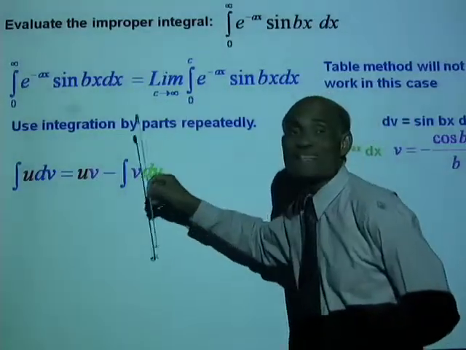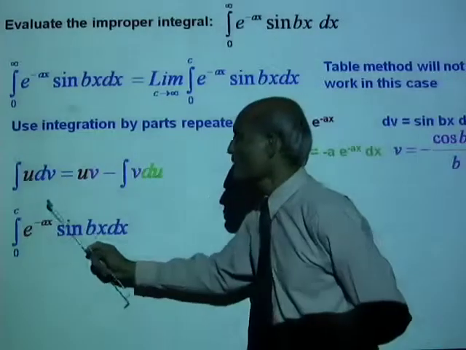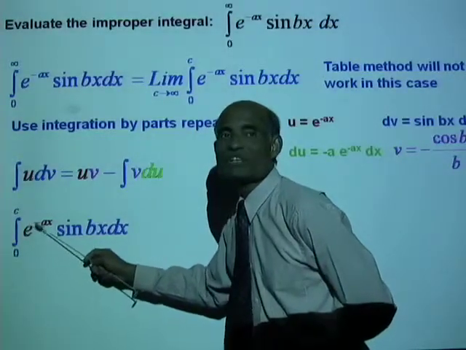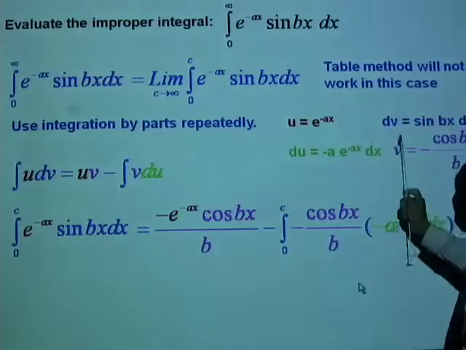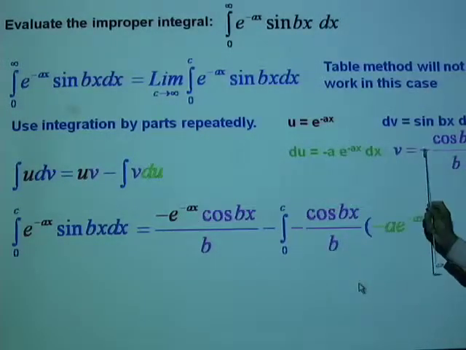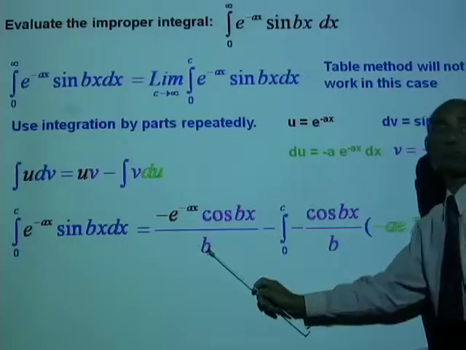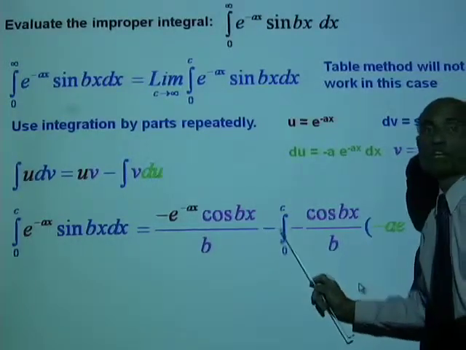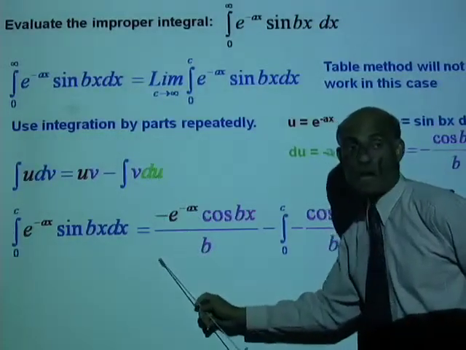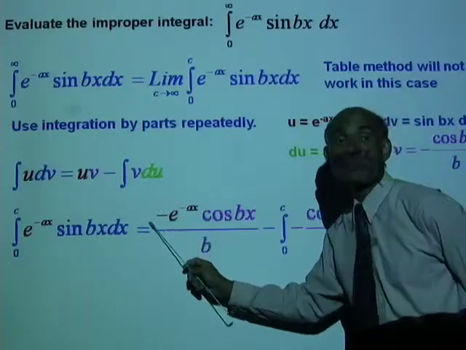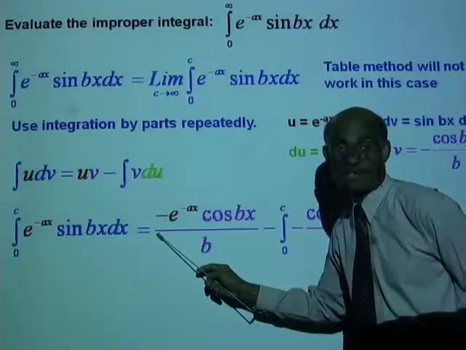Now we're going to leave the limits out for the time being. We will go back and pick the limits once we finish with these steps. So we'll say integral 0 to c e to the negative ax sine bx can then be written as u times v. Look at that, u times v. This is negative e to the negative ax times cos bx divided by b, u times v, minus integral 0 to c. Now remember, I said we will leave the limits. Now this is part of the integration, which means that limit actually applies to all this. So we're going to leave this for the time being. We will come back to that later.